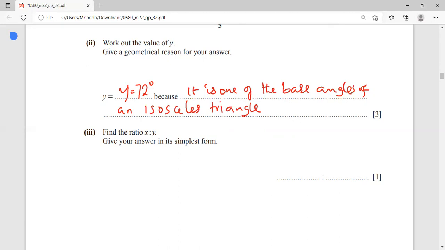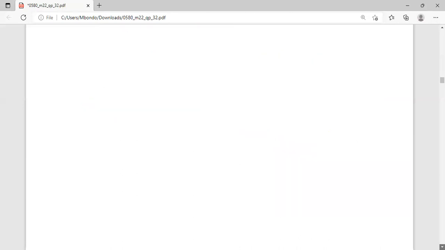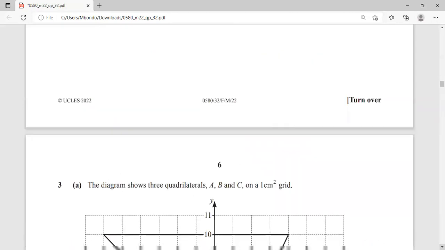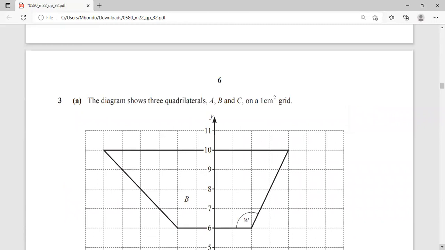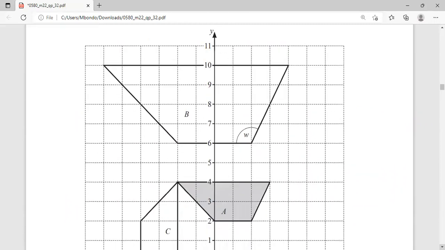And find the ratio x to y. x is 36, this one is 72. When you simplify this, it's going to give you 1 to 2. This will be the simplified one. Is that okay? Let's see the next question here.